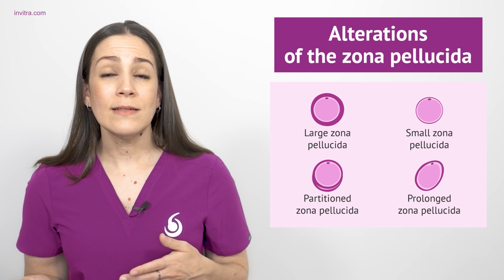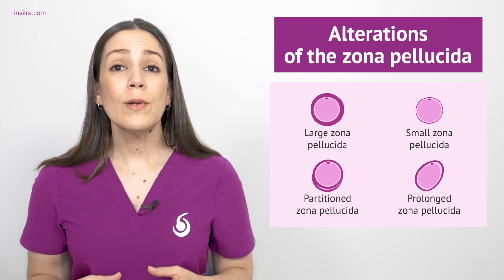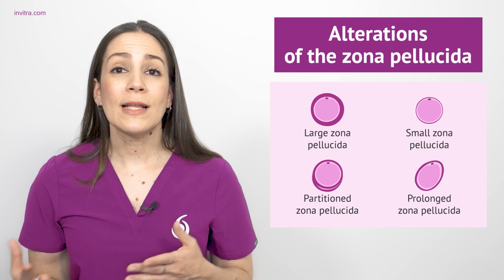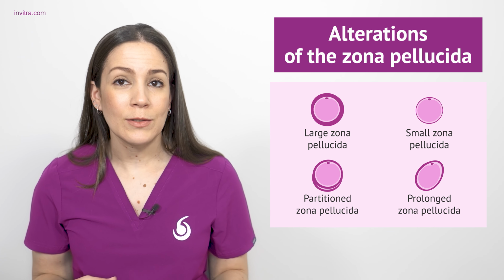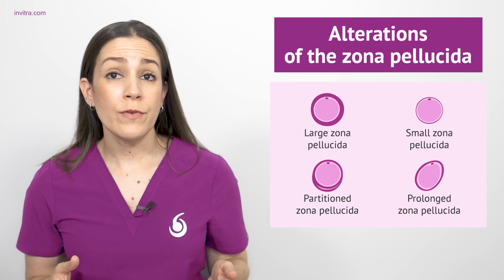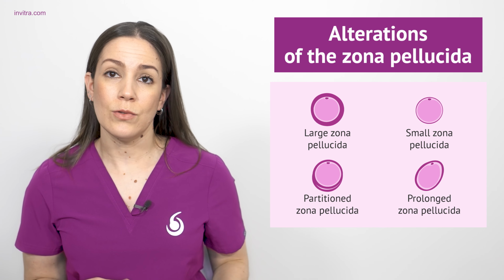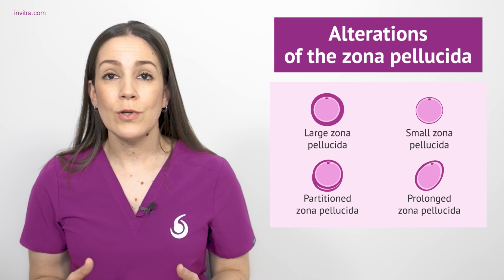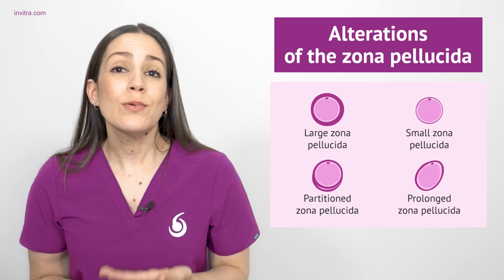Lax or overly dense pellucid zone. Irregular zona pellucida with areas thinner than others. Partitioned zona pellucida, forming like an independent section, and a long clear zone. These dysmorphisms can make it difficult for the eggs to be fertilized. Nonetheless, using intracytoplasmic sperm injection, ICSI, could allow for their fertilization.